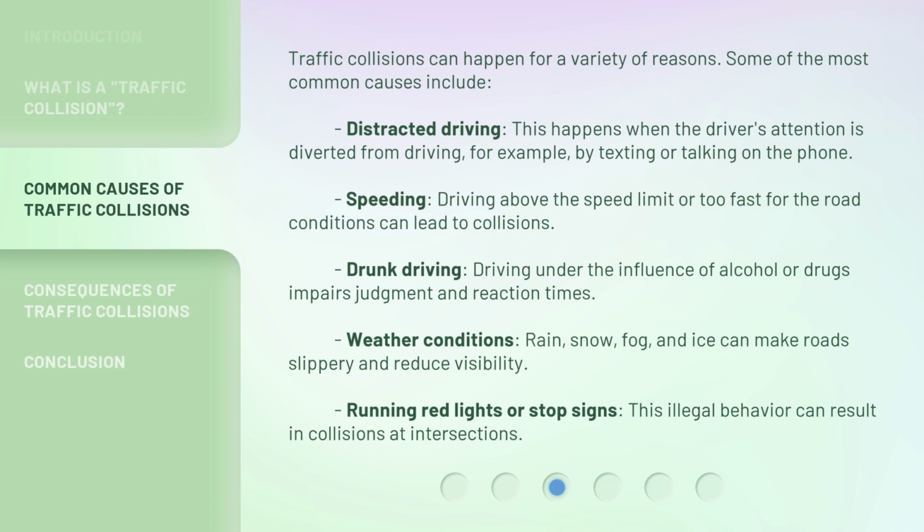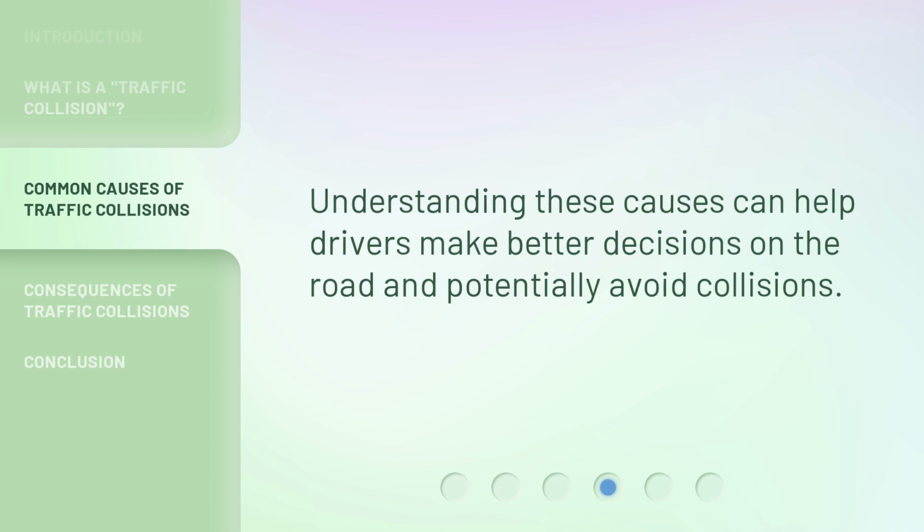Weather conditions. Rain, snow, fog, and ice can make roads slippery and reduce visibility. Running red lights or stop signs. This illegal behavior can result in collisions at intersections. Understanding these causes can help drivers make better decisions on the road and potentially avoid collisions.